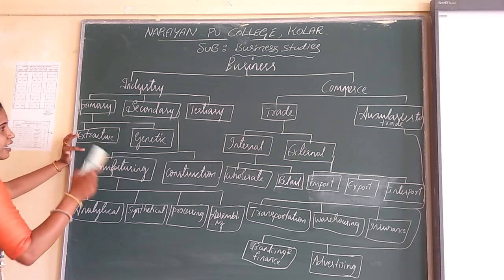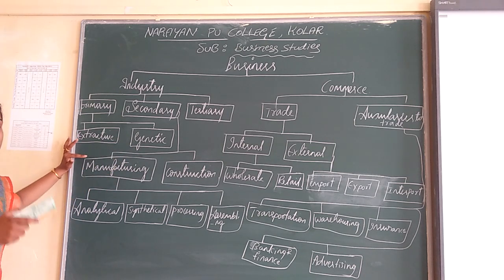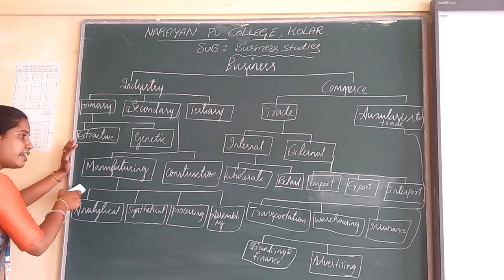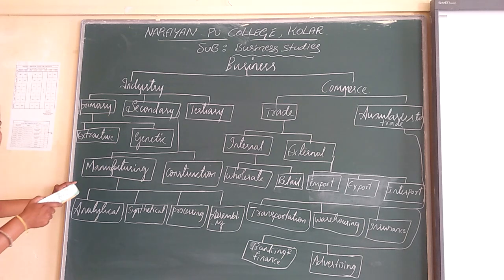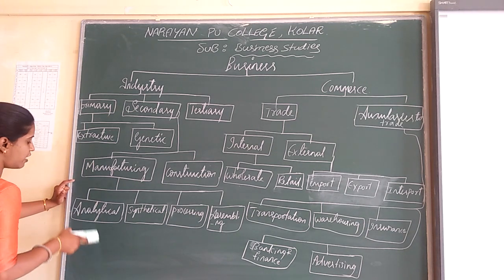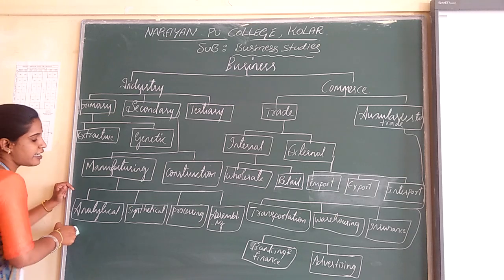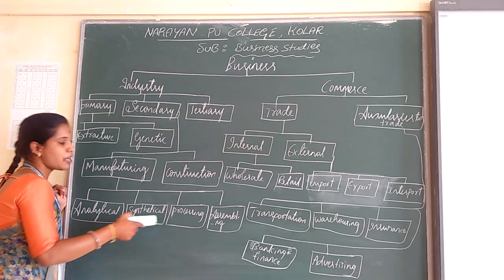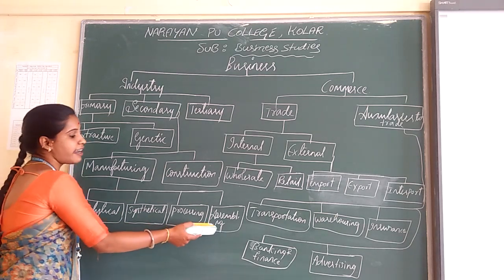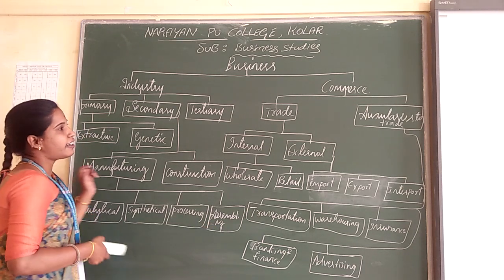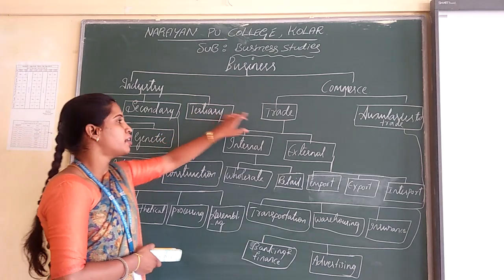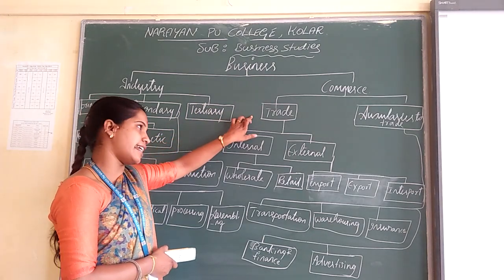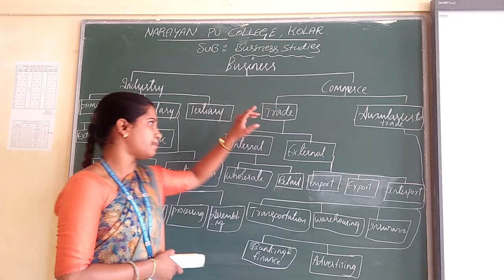And in the secondary industry, we classify into the manufacturing industry and construction industry. And in the manufacturing industry, we classify into four types: analytical industry, synthetical industry, processing industry and assembling industry. And the next one is commerce. The commerce is broadly classified into two types: trade and auxiliaries to trade.